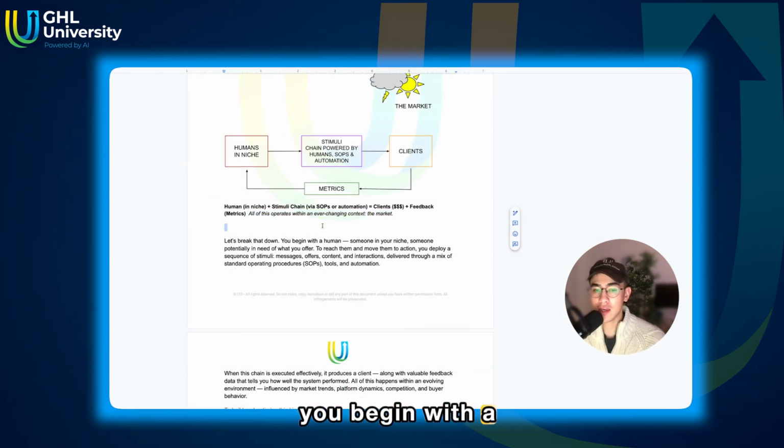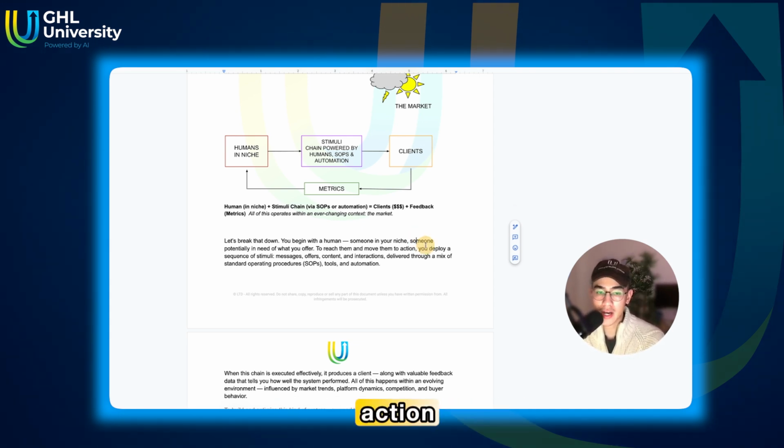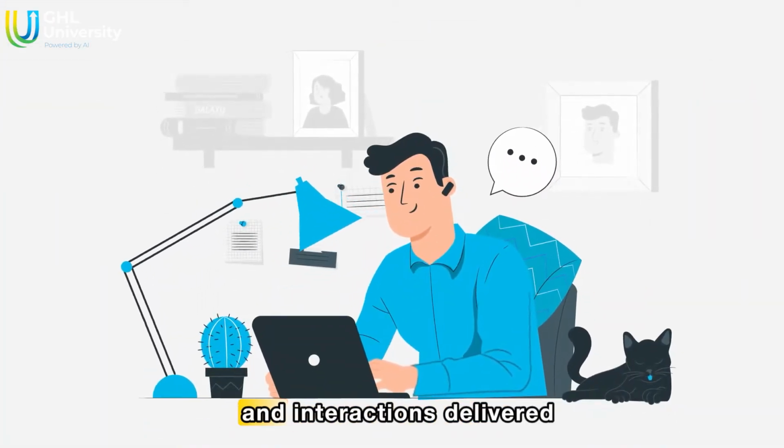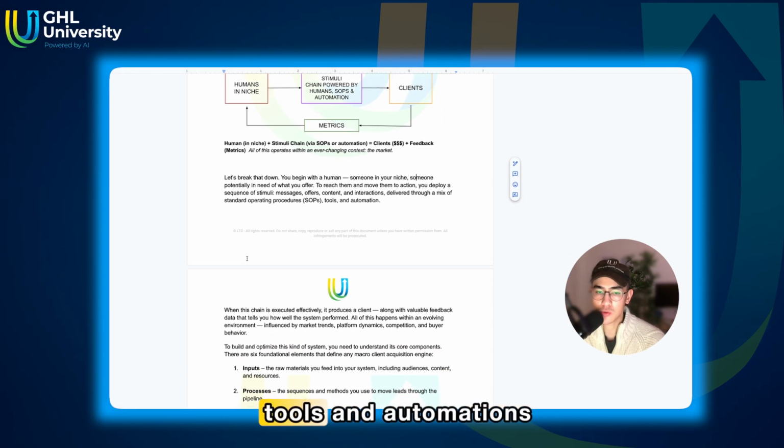You begin with a human, you or someone else. Someone in your niche, potentially in need of what you offer. And to reach them and move them to action, you deploy a sequence of stimuli: messages, offers, content, and interactions delivered through a mix of standard operating procedures, tools, and automations.